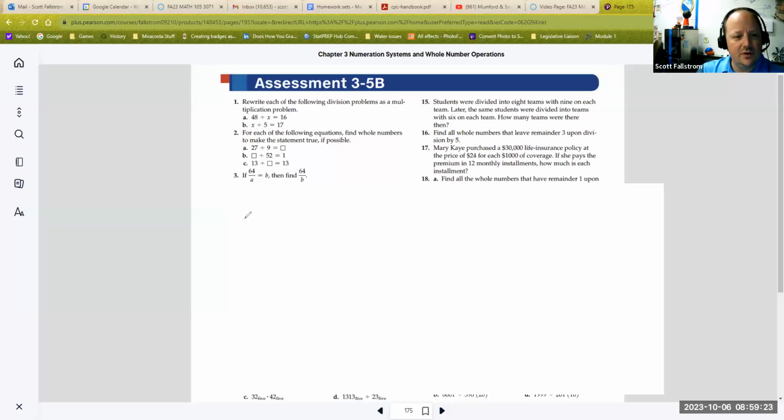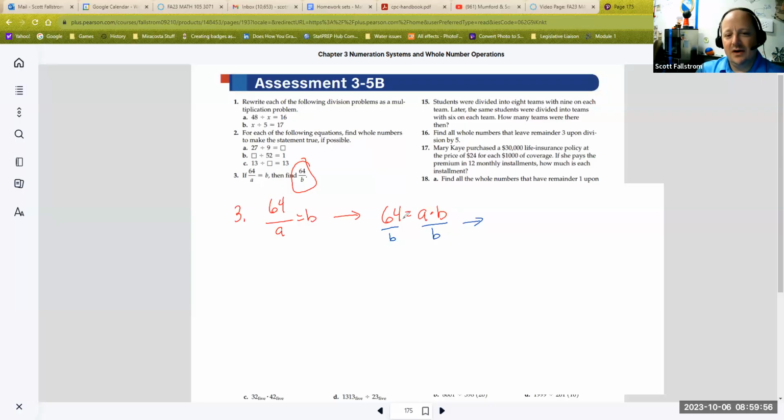So for example, in number 3 here, if we know 64 divided by A is equal to B, then by the definition of division, that means that 64 is equal to A times B. So we now have an equation here, right? And so what we know about division from our algebra classes, we could go through and say, well, wait a minute. What I could do is I'm trying to find 64 divided by B. So I could actually go through and divide by B on both sides.